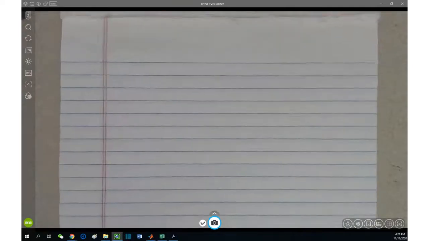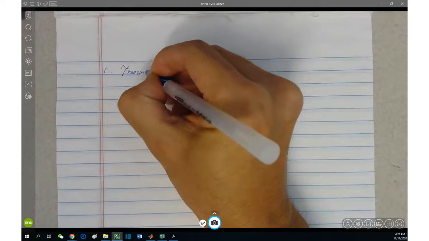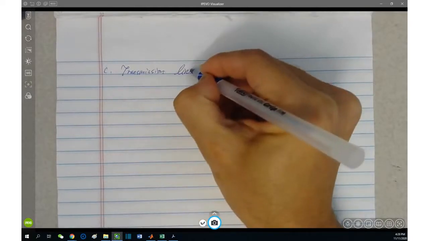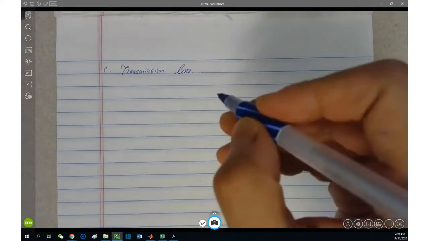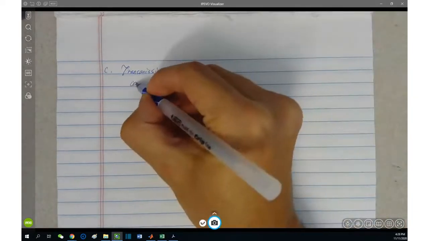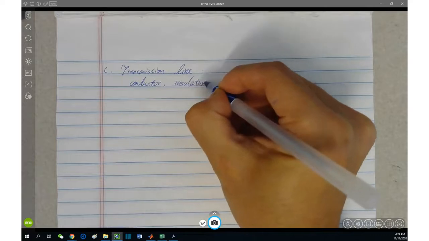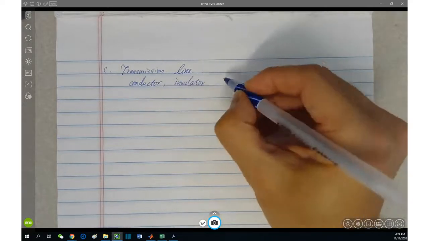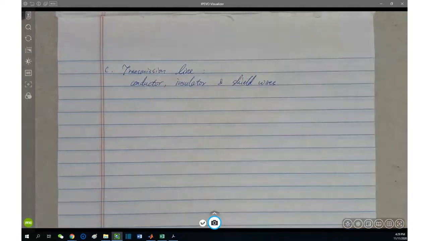And the transmission line, actually, let's see. The transmission line physically is made of what? Conductor. And insulator. And shield. Wires. Physically. How do you make them?